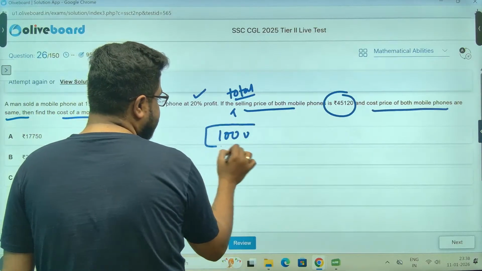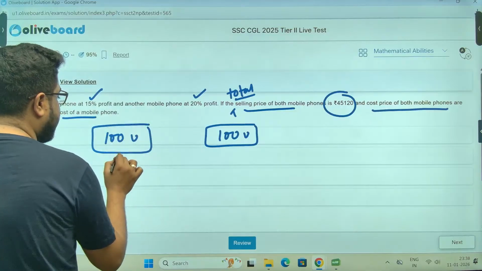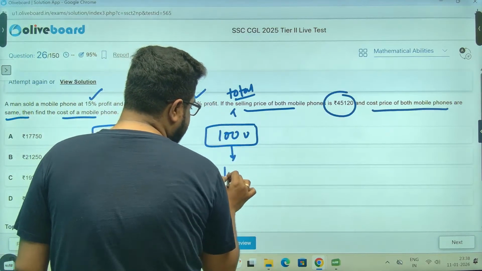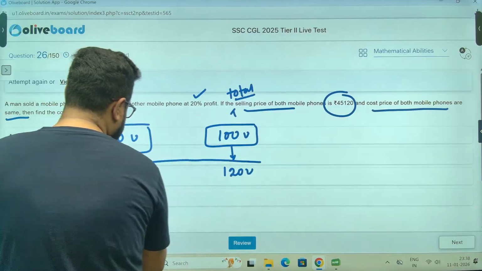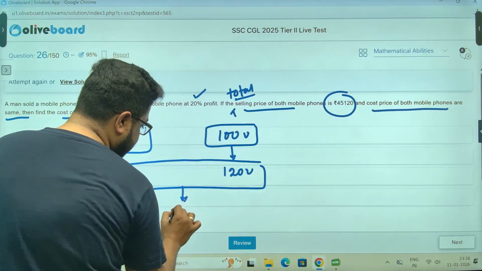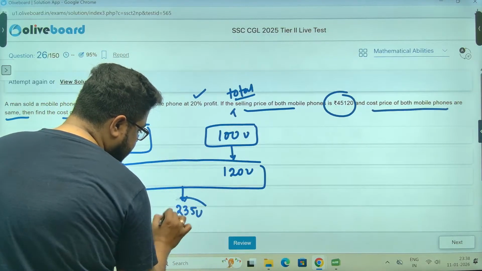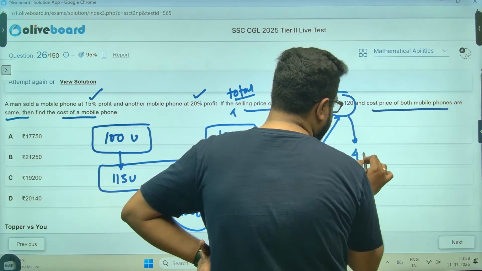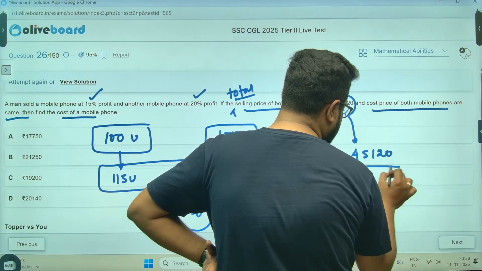Take 100 units. One phone at 15% profit means 115 units. The other at 20% profit means 120 units. So total will be 235 units, which is given as equal to this. So 1 unit will be 45120 by 235.